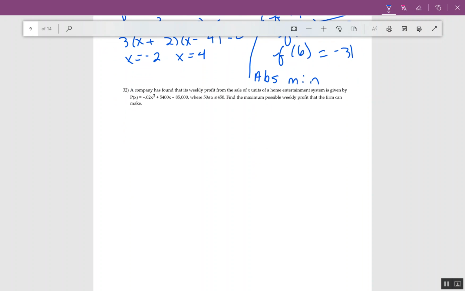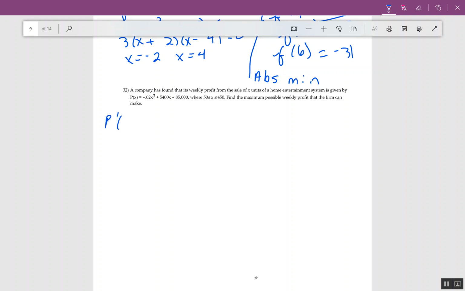Number 32 says a company found that its weekly profit for the sale of x units of a home entertainment system is given by P of x is negative 0.02 x cubed plus 5400x minus 85,000, where x is greater than or equal to 50 and less than or equal to 450. Find the maximum possible weekly profit the firm can make. Alright, so this is just like the last one. It's just an absolute extrema problem.